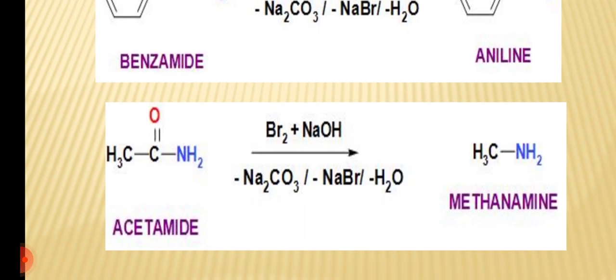Likewise, if we start with acetamide, there is loss of 1 carbon, that is of this carbonyl carbon, and there is migration of the methyl group over this amino group to generate methanamine. Here you can see that once again there is loss of 1 carbon from the starting material. So that's why the reaction is Hoffmann degradation reaction.